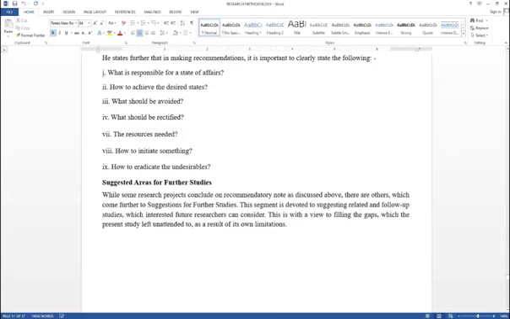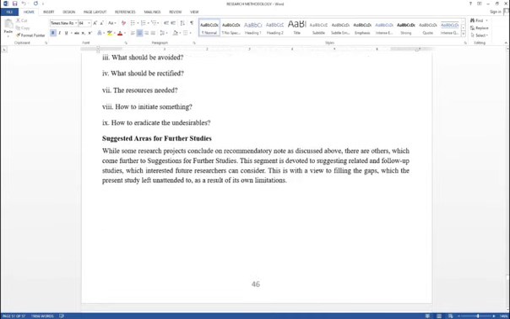Suggested areas for further study. Once some research projects conclude on recommendatory notes as discussed above, there are others which come further to suggestions for further study. Yeah, some come with recommendations, some come with suggestions, knowing that this particular topic, this particular study requires more investigation. So they make suggestions for further studies on the topic.